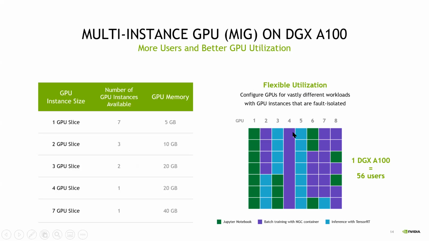So this is the concurrent nature of the MIG instances, that you can do better GPU utilization, and each user can do better GPU utilization, and therefore you can get more users to log in to your machine.